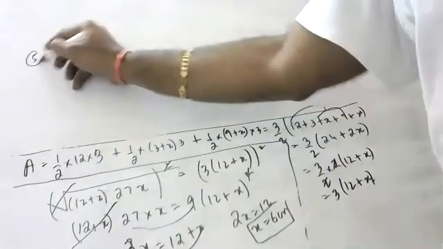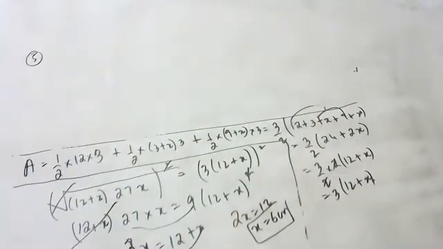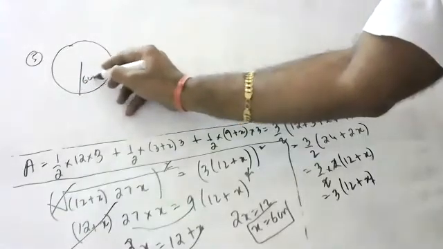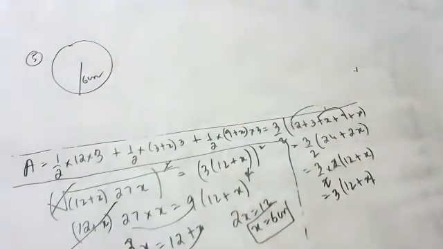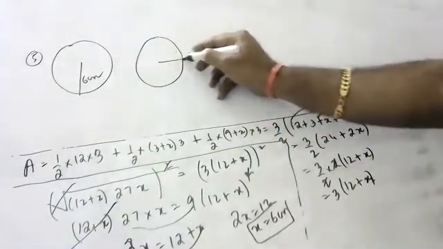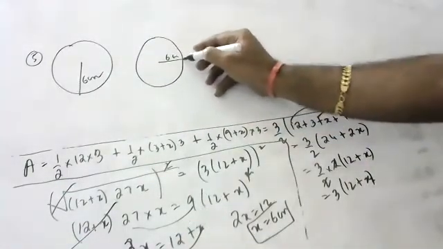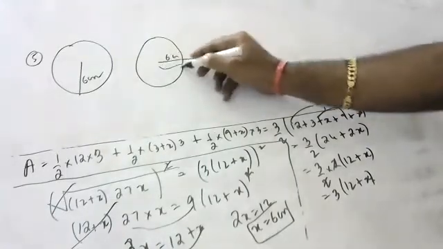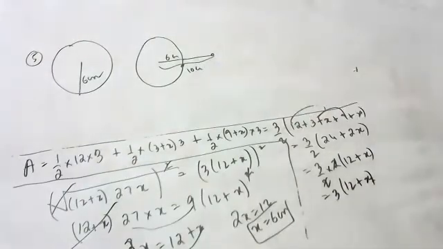Next question. Draw a circle of radius 6 centimeters. The question is, from a point 10 centimeters away from the center, construct a pair of tangents.